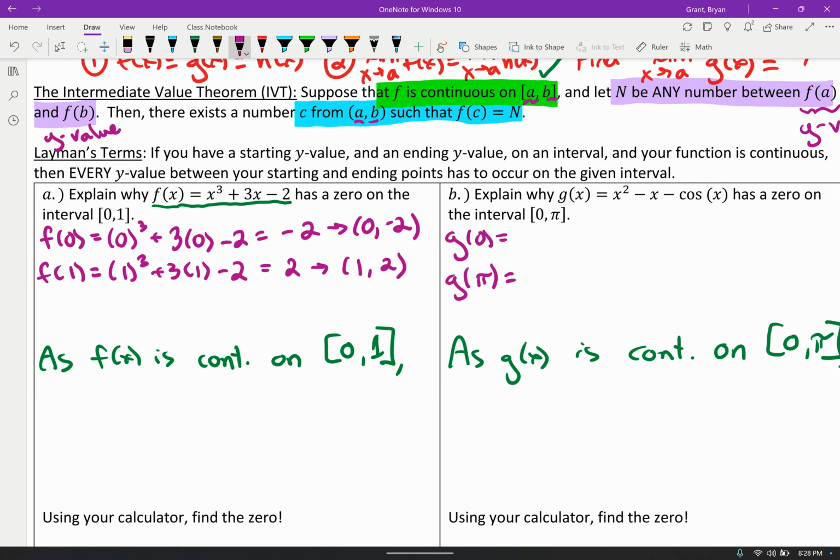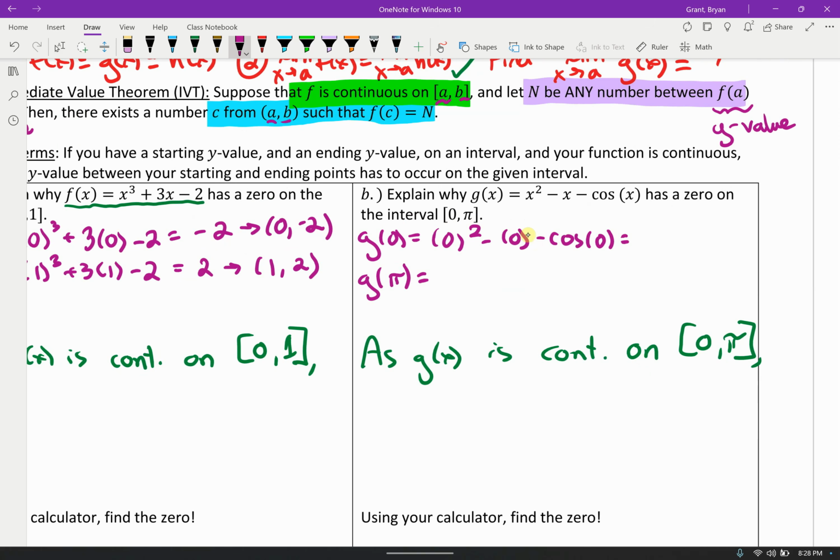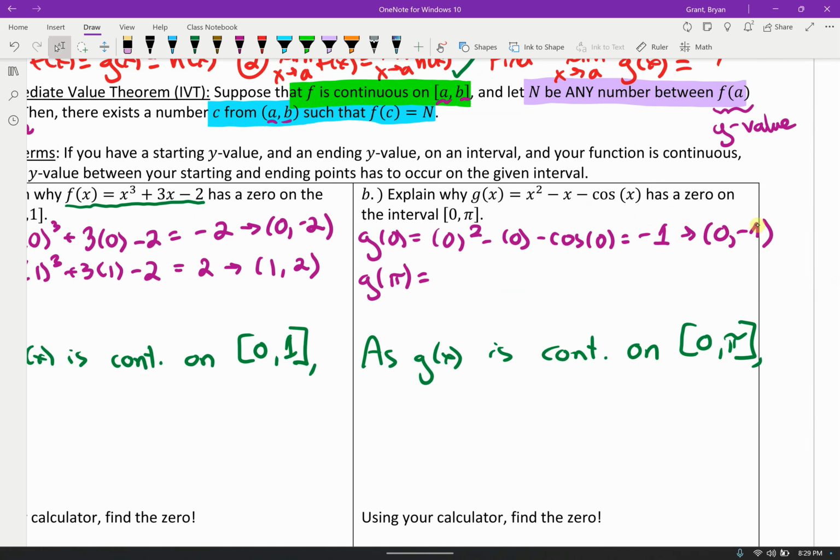g of 0, well, that's 0 squared. And you don't have to write this intermediate step where I'm showing that I'm substituting in 0. But for your notes, maybe it's not a bad thing. 0 minus 0 is 0. Cosine of 0, 1. Good. I can all hear you guys yelling that. That was exciting. But there's a negative, so that's -1. So I'm seeing 0, -1.